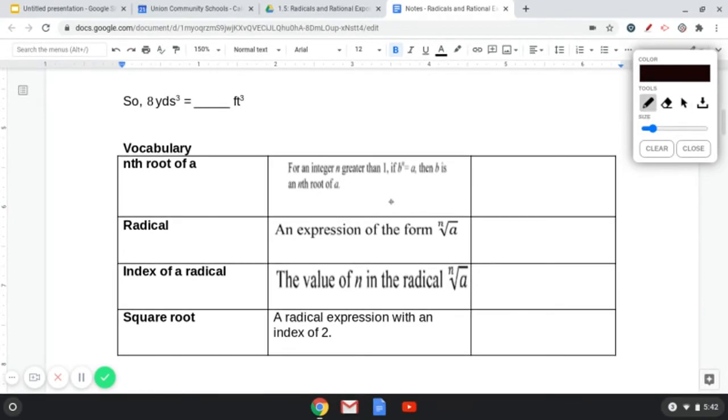Nth root of a. For an integer, remember an integer is a positive or negative whole number. Think negative 3, negative 2, negative 1, 0, 1, 2, 3. For an integer n greater than 1, if b to the n equals a, then b is an nth root of a. All right, that's a lot of letters. So we know what 2 cubed is, right? 2 times 2 times 2, that is 8. This means we have something to an exponent equals something. This means 2 is a cubic root, or a cube root, of 8.